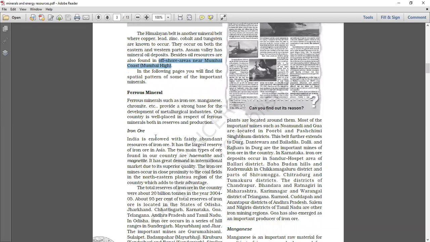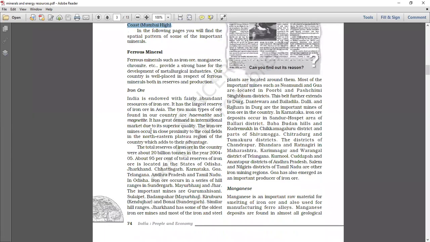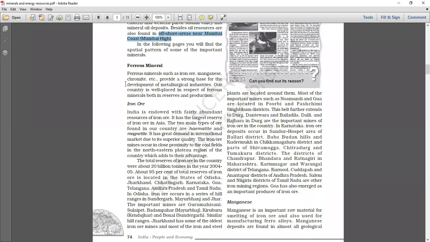Now the next thing, that is metallic minerals. The special pattern of some of the important metallic minerals is given in our NCERT book. We already discussed ferrous minerals, and what do you understand by ferrous minerals? We have discussed earlier that ferrous minerals are those minerals which contain iron, having iron content, those are ferrous minerals.